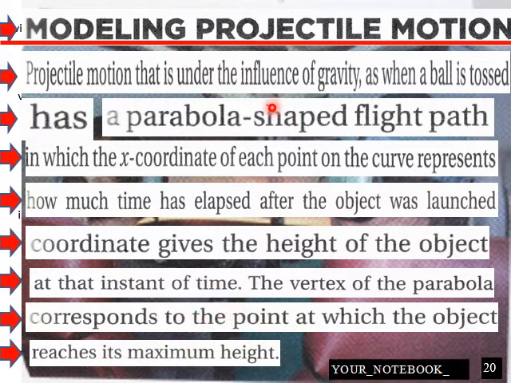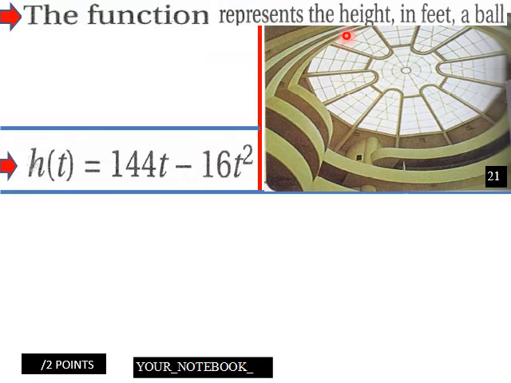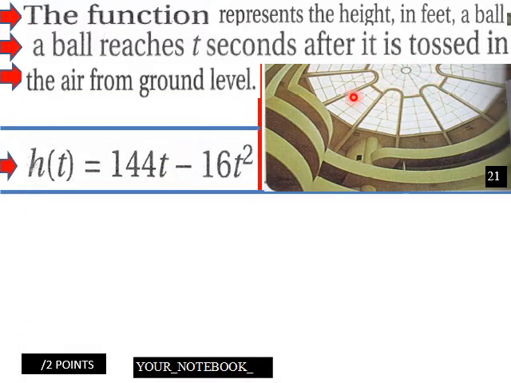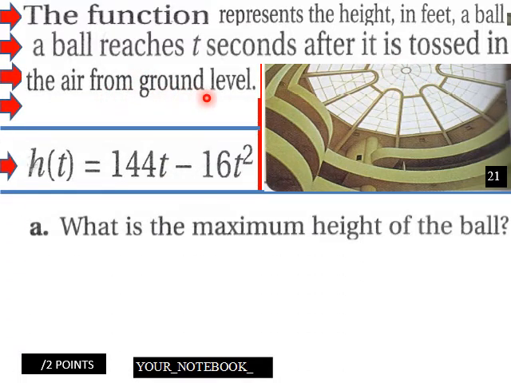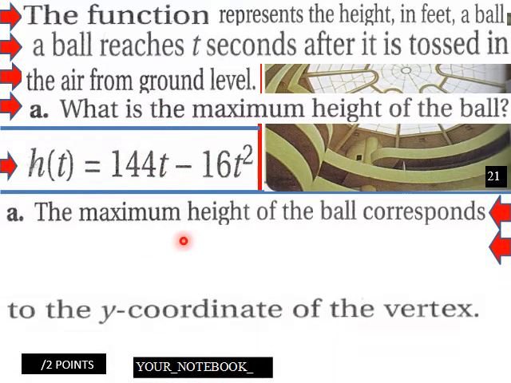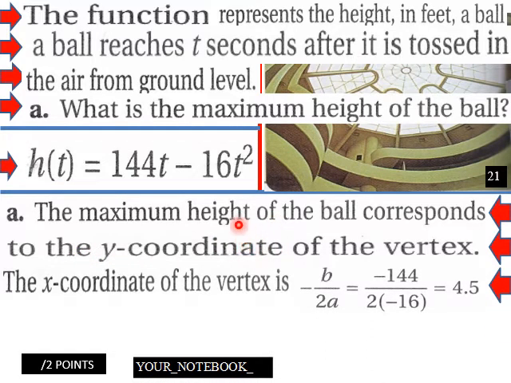So let's get started. The function represents the height in feet of a ball. Here's our quadratic. A ball reaches height after t seconds, so this is our time after it is tossed in the air from ground level. What is the maximum height of the ball with this projectile motion, with this parabola? The maximum height corresponds to the y-coordinate of the vertex, so we need to find the y-coordinate of that.